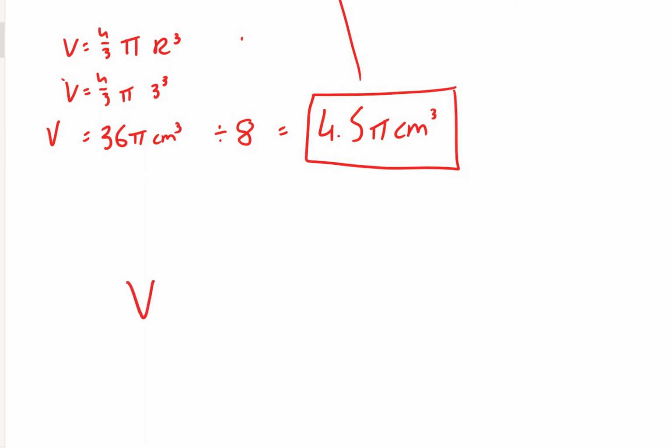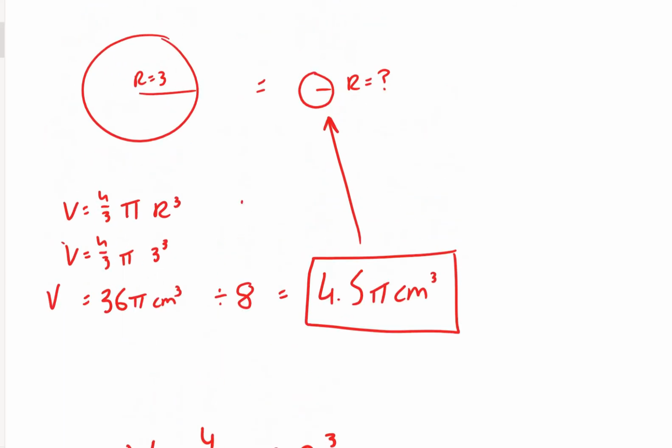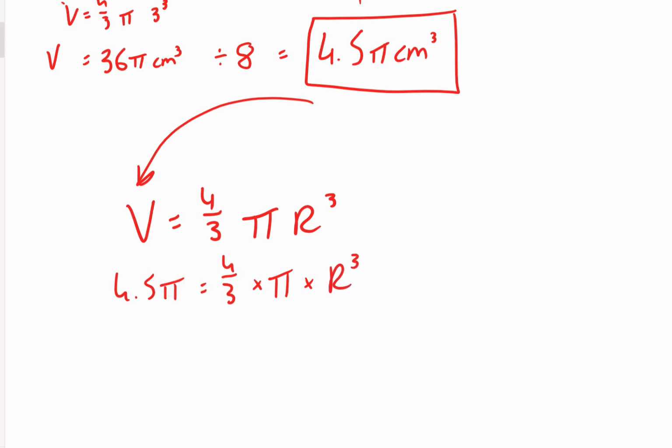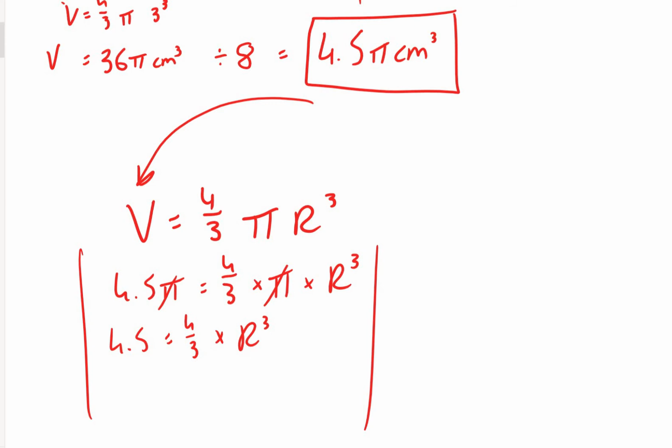So watch this. Volume equals 4/3 pi r cubed. That's for the small one, this one up here. But I know the volume already. I put it in here: 4.5 pi equals 4/3 multiplied by pi multiplied by the radius, which I don't know, cubed. Now this is why I left that as pi, because I knew there'd be another pi over here and I could just cancel them. So we have 4.5 equals 4/3 multiplied by the radius cubed.